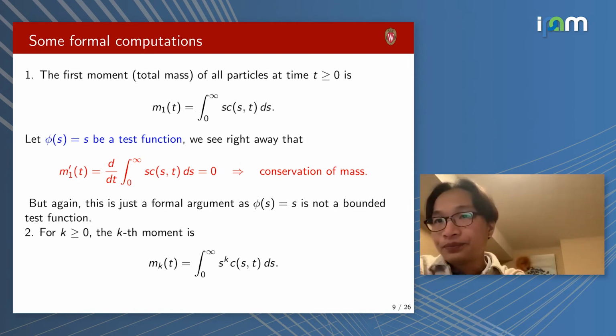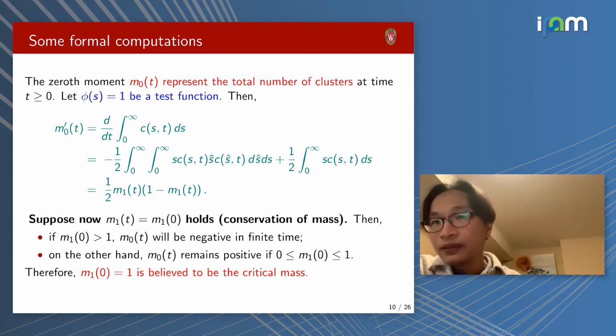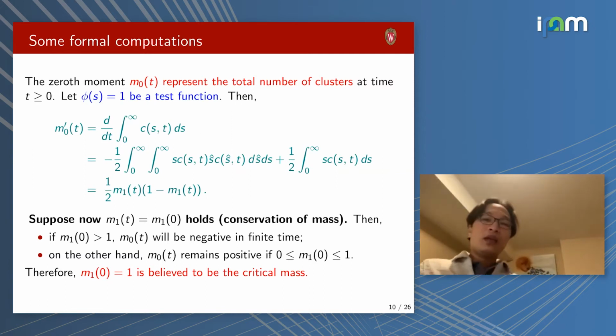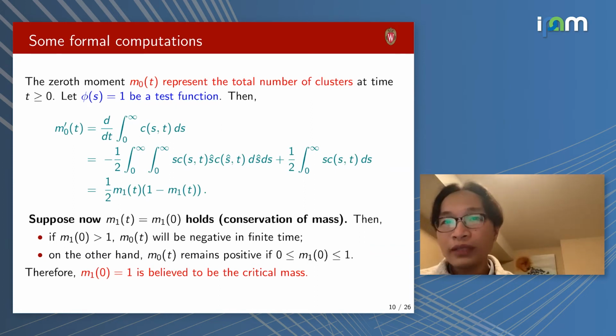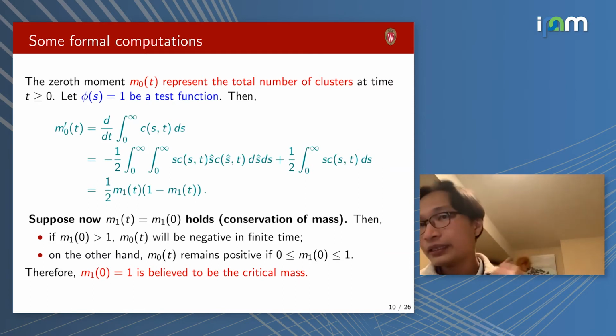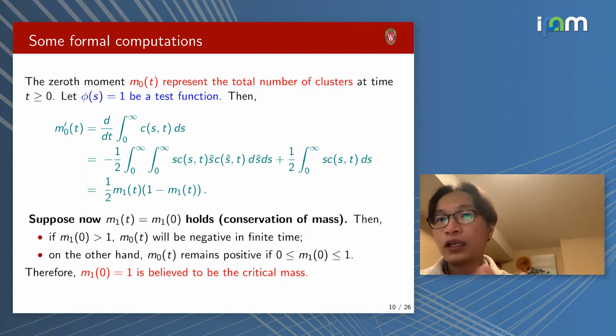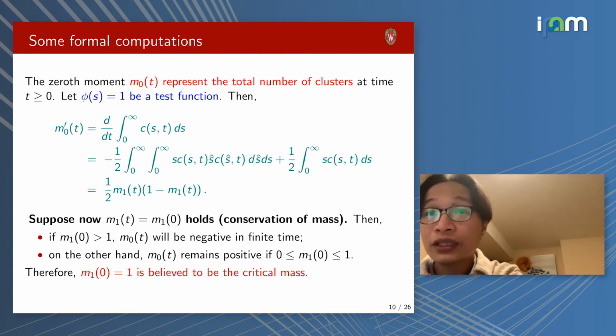And now let me also do the next formal computation, which is taking phi to be 1 as the test function. Okay, so you can see here that this is also formal because phi doesn't satisfy my condition. So phi is bounded here, but phi is not 0 at 0. But again, as I said, we can always do formal computations. So let me go back to here.